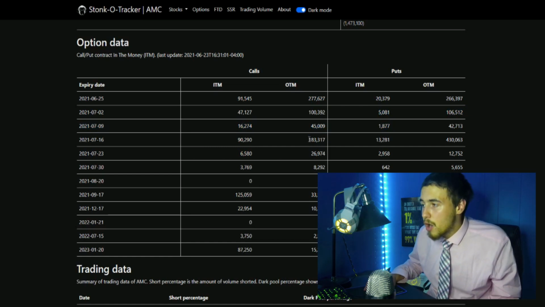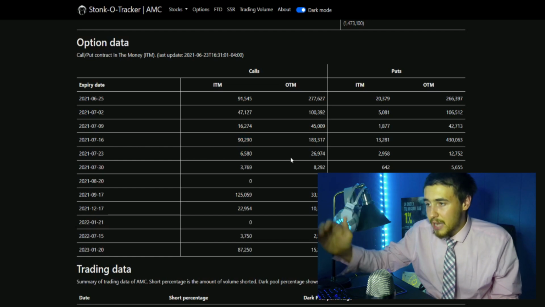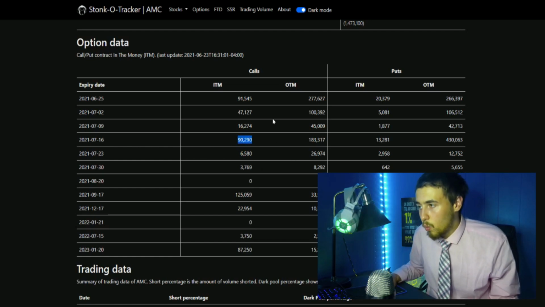We have 183,317 contracts that are out the money, and we currently have 90,290 contracts that are in the money. So if we don't see a significant gamma squeeze from this week or even next week, I think July 16th will be a critical week for AMC.